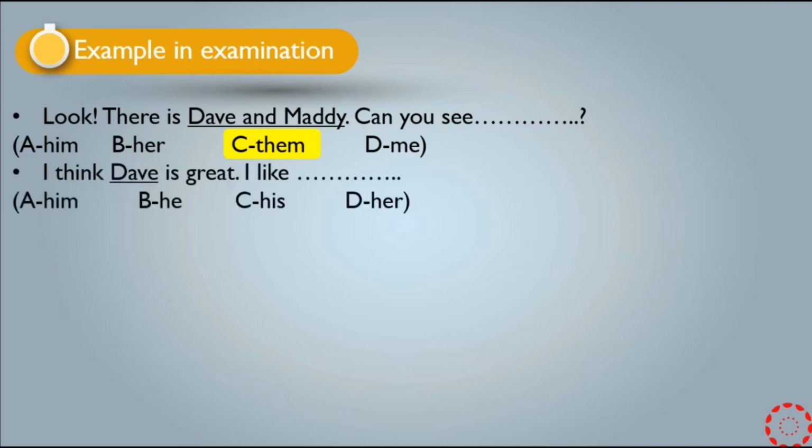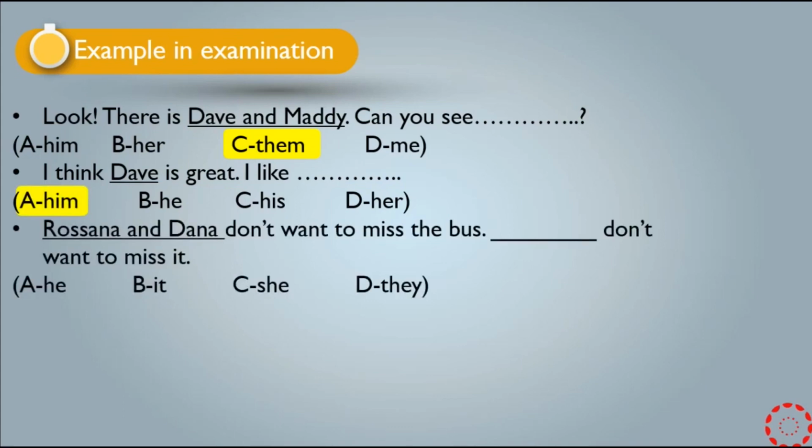Another example: I think Dave is great. I like dash. You have to know that Dave is a boy, and also singular. As I said, a subject pronoun will never come in the middle or at the end of the sentence. We have the object pronoun. What is the object pronoun of he? Him. So: I think Dave is great. I like him.